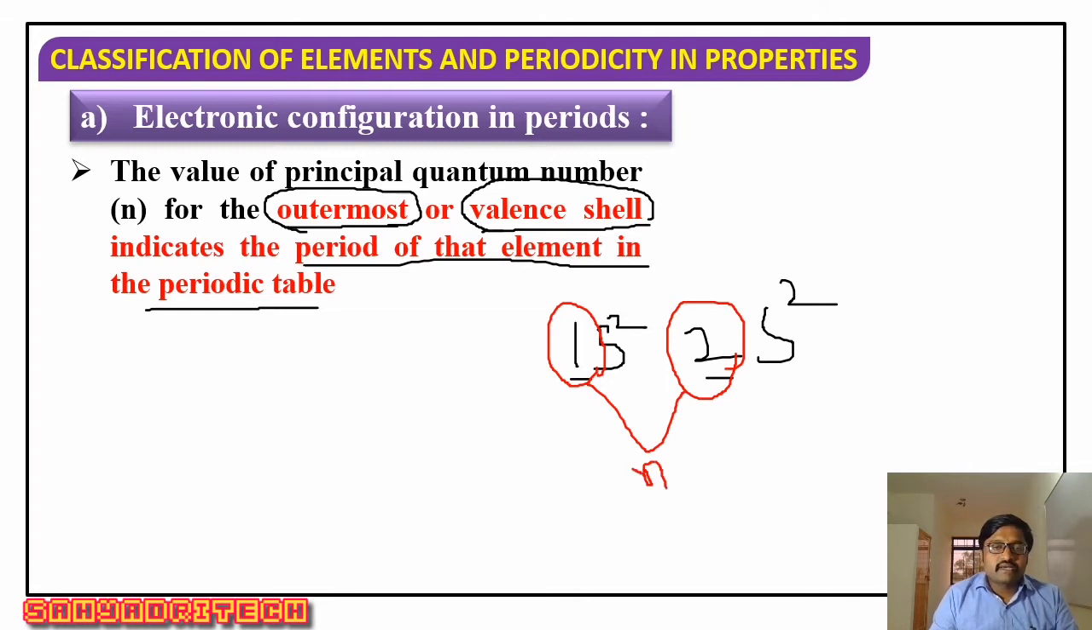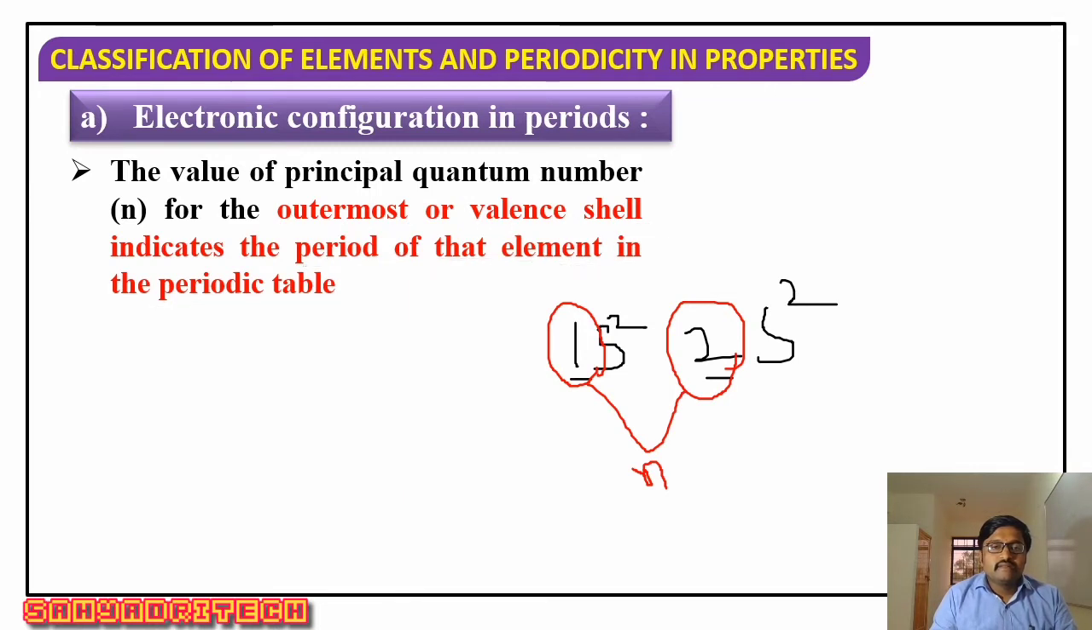What does this statement say? Well, what is the statement here? The value of the principal quantum number for the outermost, or you can say valence shell, indicates the period of that element in the periodic table.